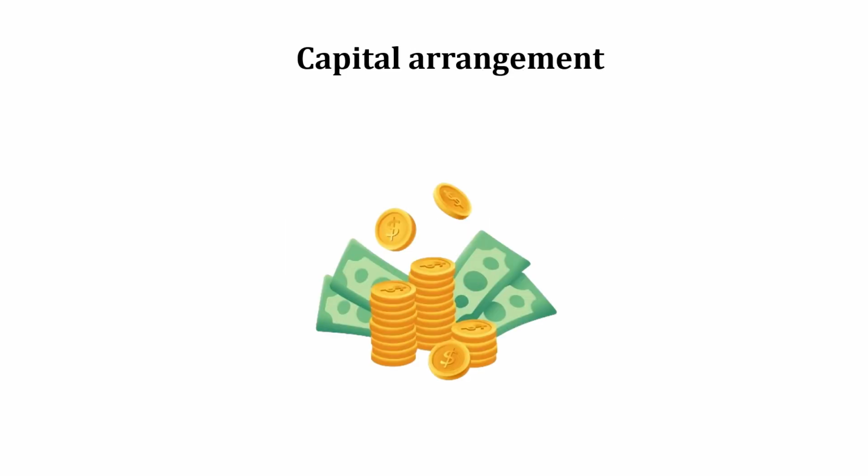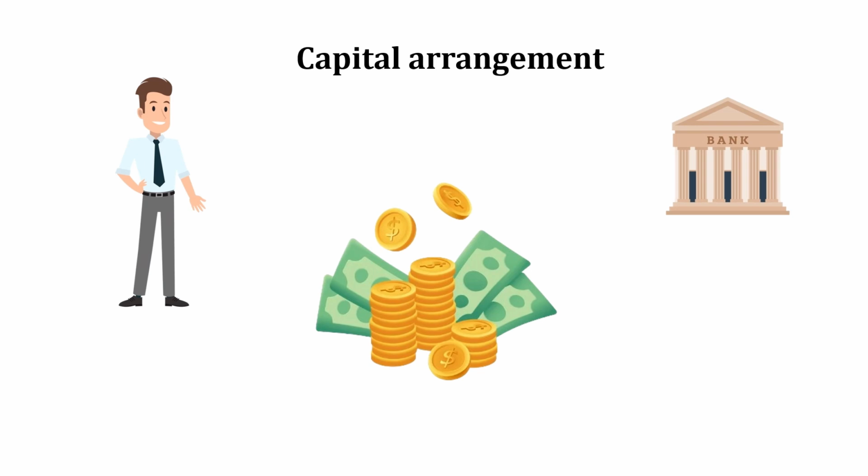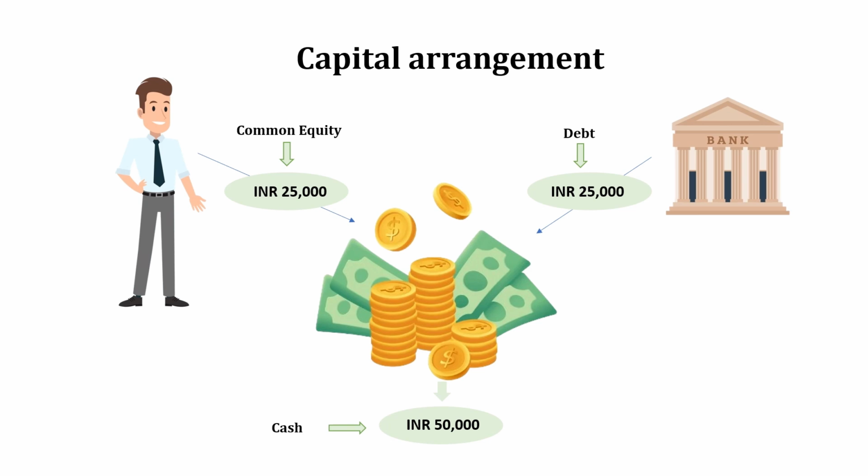Let's revisit our step 1. In this case, let's think from the point of view of the business. The business arranged money from the owner, in this case you, and the bank. The business took 25,000 from the owner. Let's label it as common equity, and the business took 25,000 from a bank. Let's label it as debt. As a result, the business has 50,000 rupees in cash.